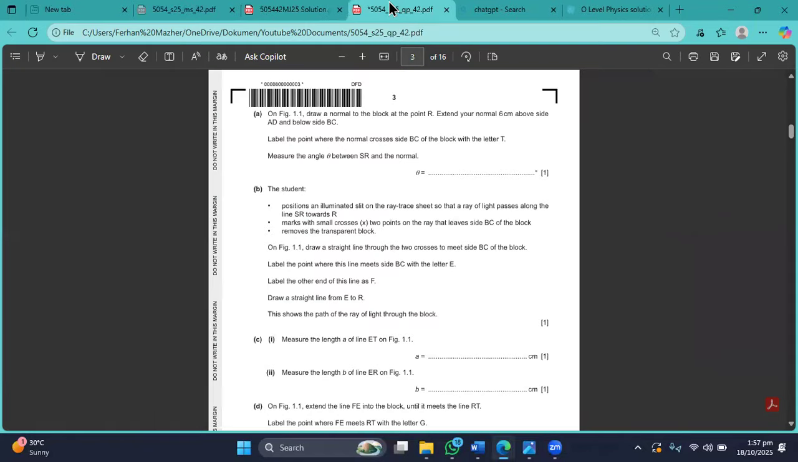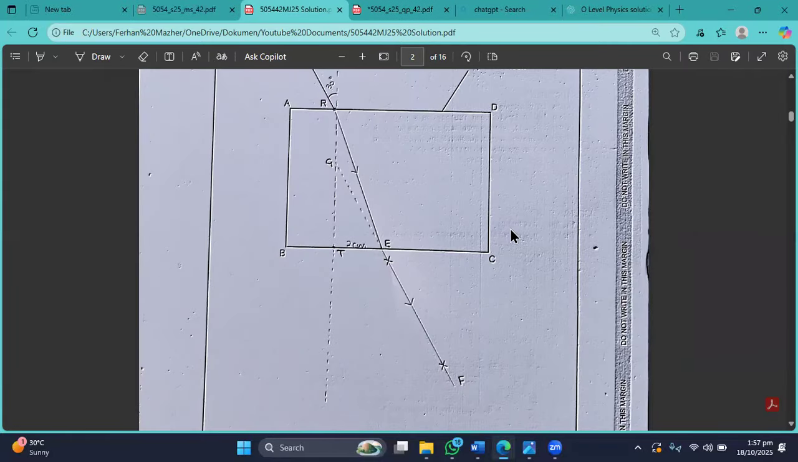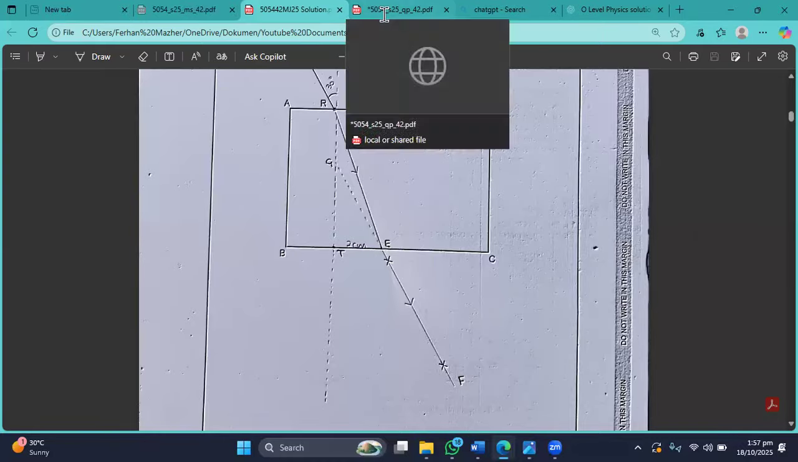Okay. Then he says label the other end of this line as F. So this end of this line has been marked F. You got this line by joining these two crosses. This point where it cuts the BC side is E and this other end is marked as F.